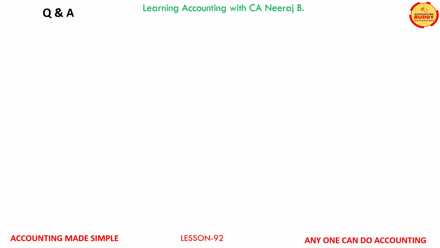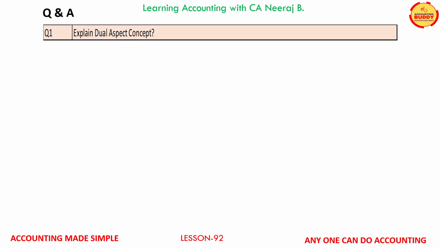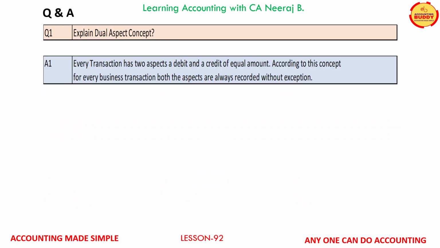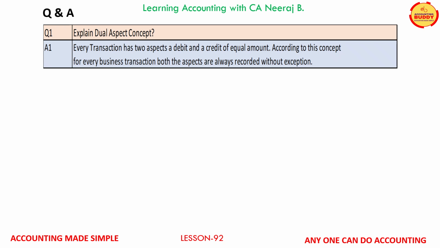Let us answer few questions related to the topics which we have discussed in this video. Question number 1, explain dual aspect concept. The answer is every transaction has two aspects, a debit and a credit of equal amount. According to this concept, for every business transaction, both the aspects are always recorded without any exception.